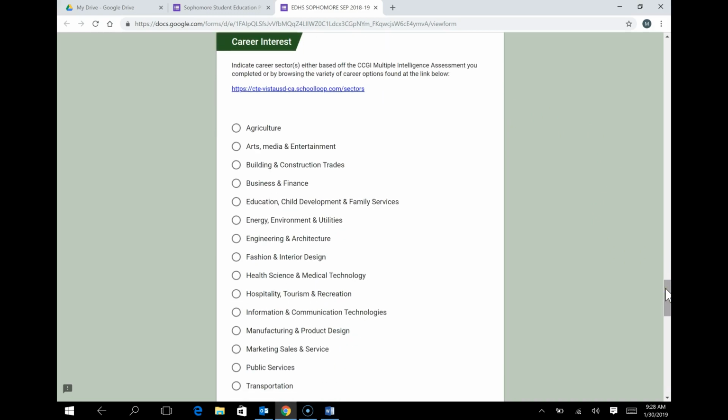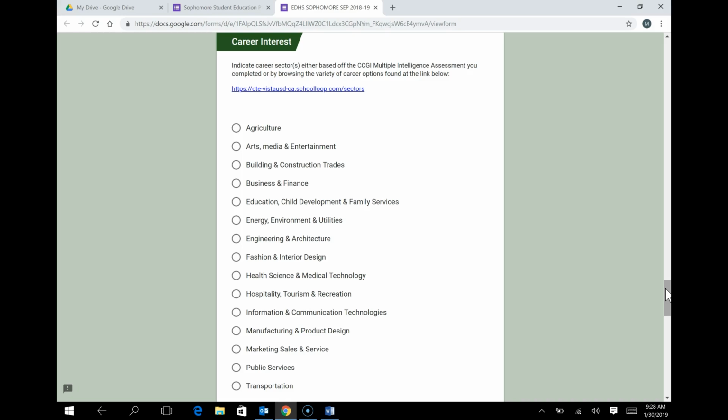Career interests. So I want you to indicate the career sector or sectors that you are interested in, and this would be based off of some of the intelligence assessments and the interest profiler that you completed on the California College's website, the CCGI website. So this is why I had you doing that.